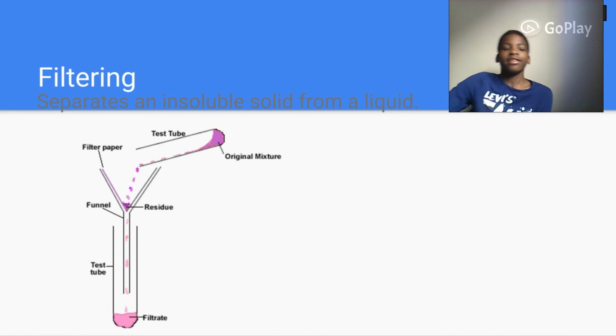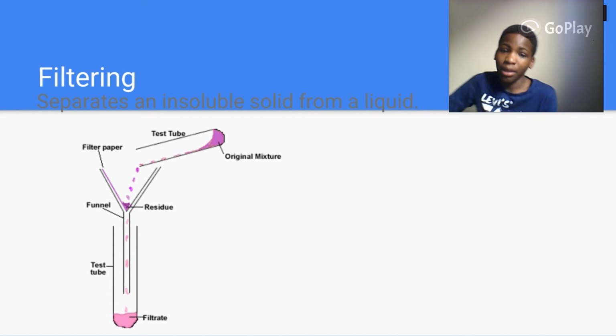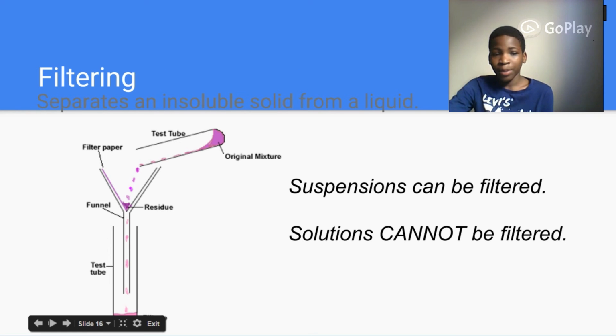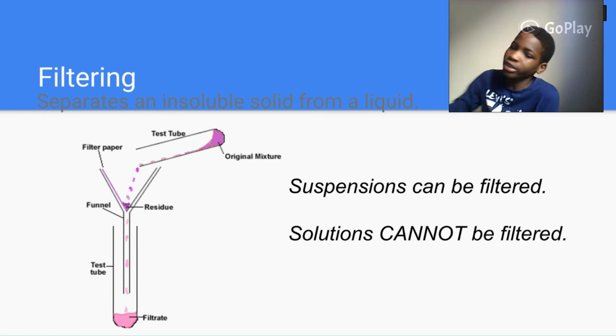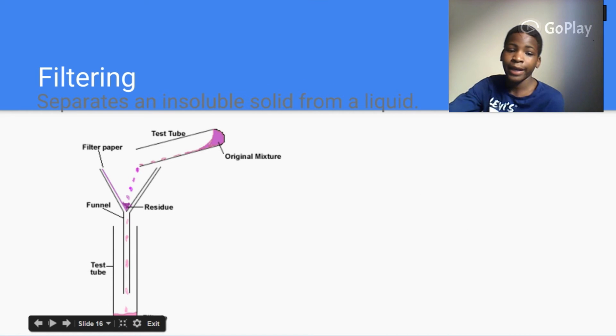You can filter that, right? Everybody knows that, I'm pretty sure. Filtering separates an insoluble solid from a liquid, right? If it's soluble, it would have dissolved, so it won't really be possible to do, right? So suspensions can be filtered, solutions cannot be filtered. And in case you don't know what a suspension is, it's basically a heterogeneous mixture, right? So it's not mixed together like a solution. So yeah.